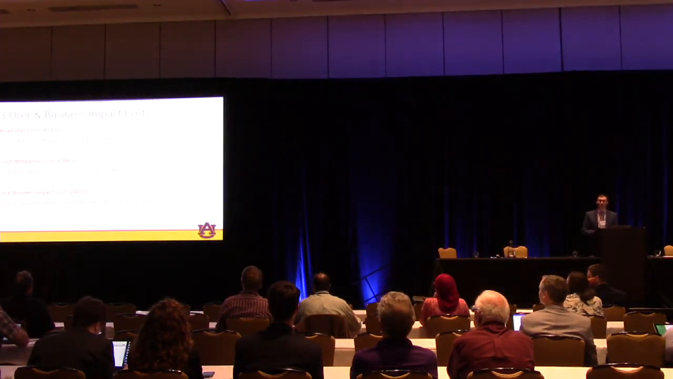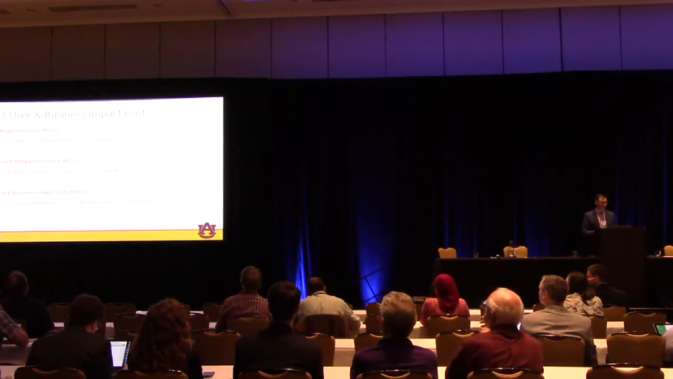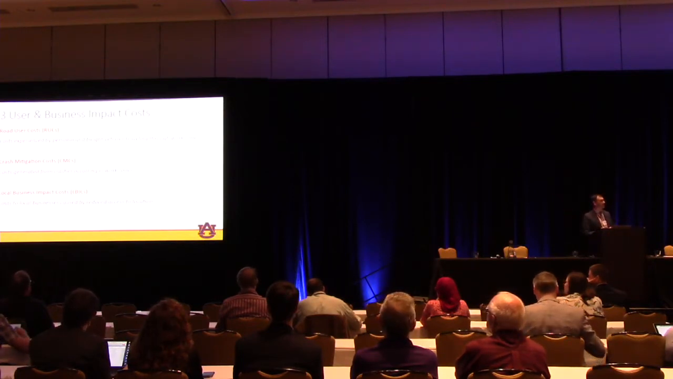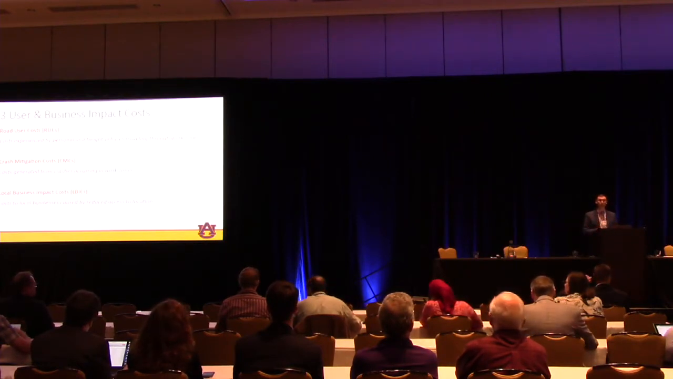So we broke it up into 3 major categories. We've got road user costs, crash mitigation costs, and local business impact costs. You can see our definitions over here. But the idea is that it's broken up both directly and indirectly for people in their cars and the freight that's moving through local areas.